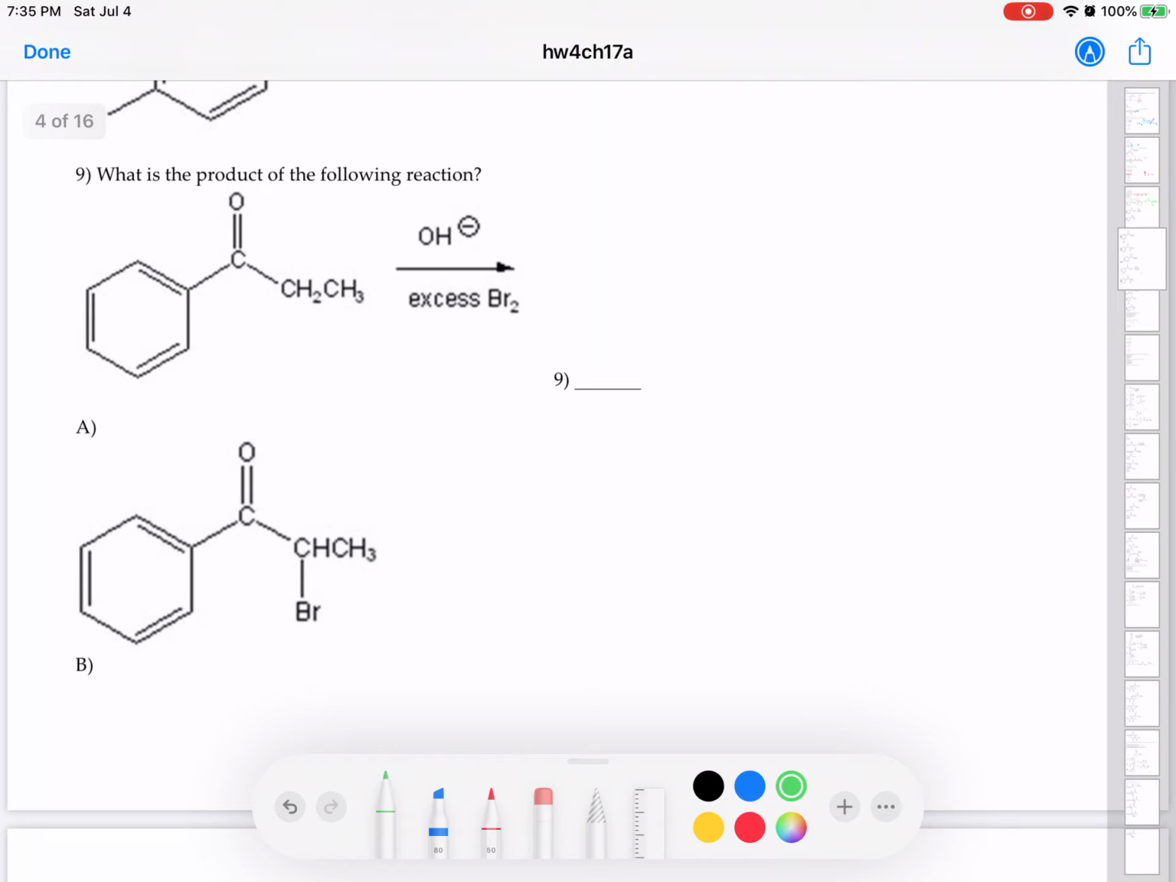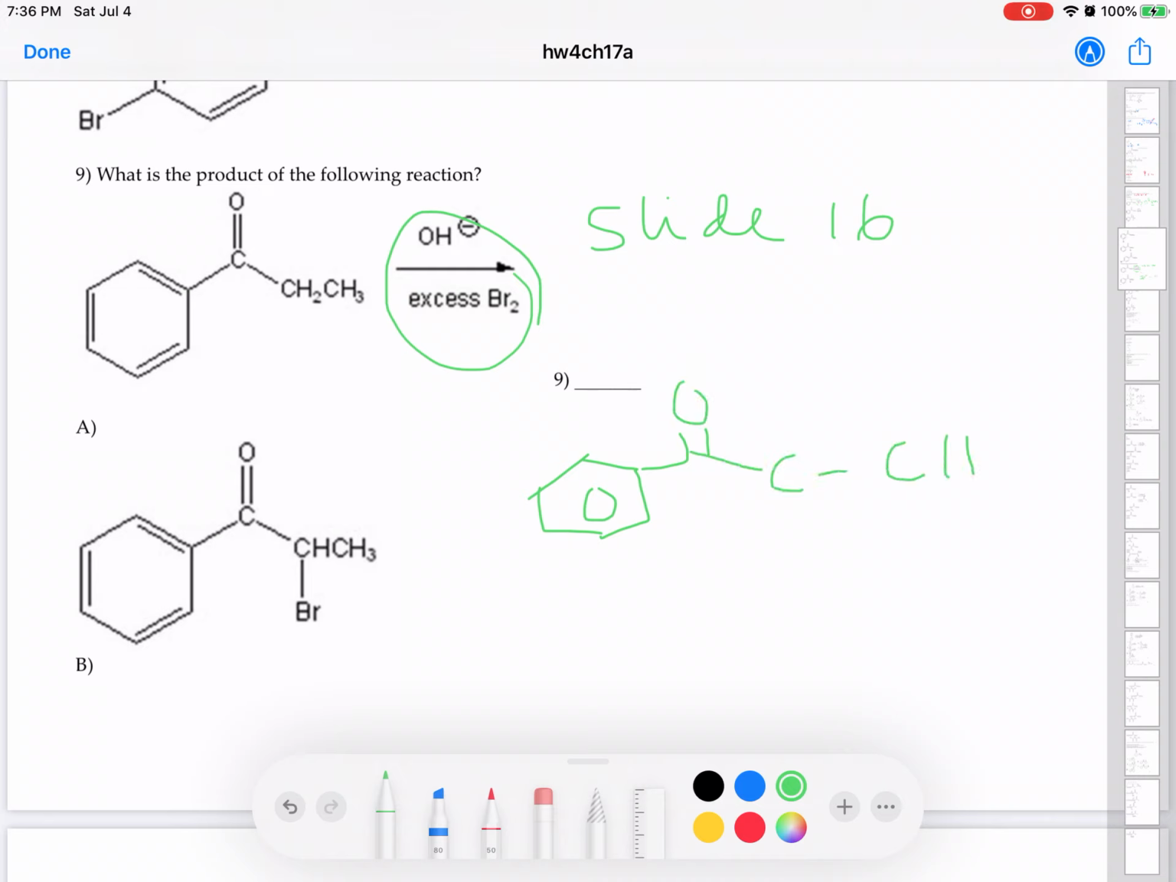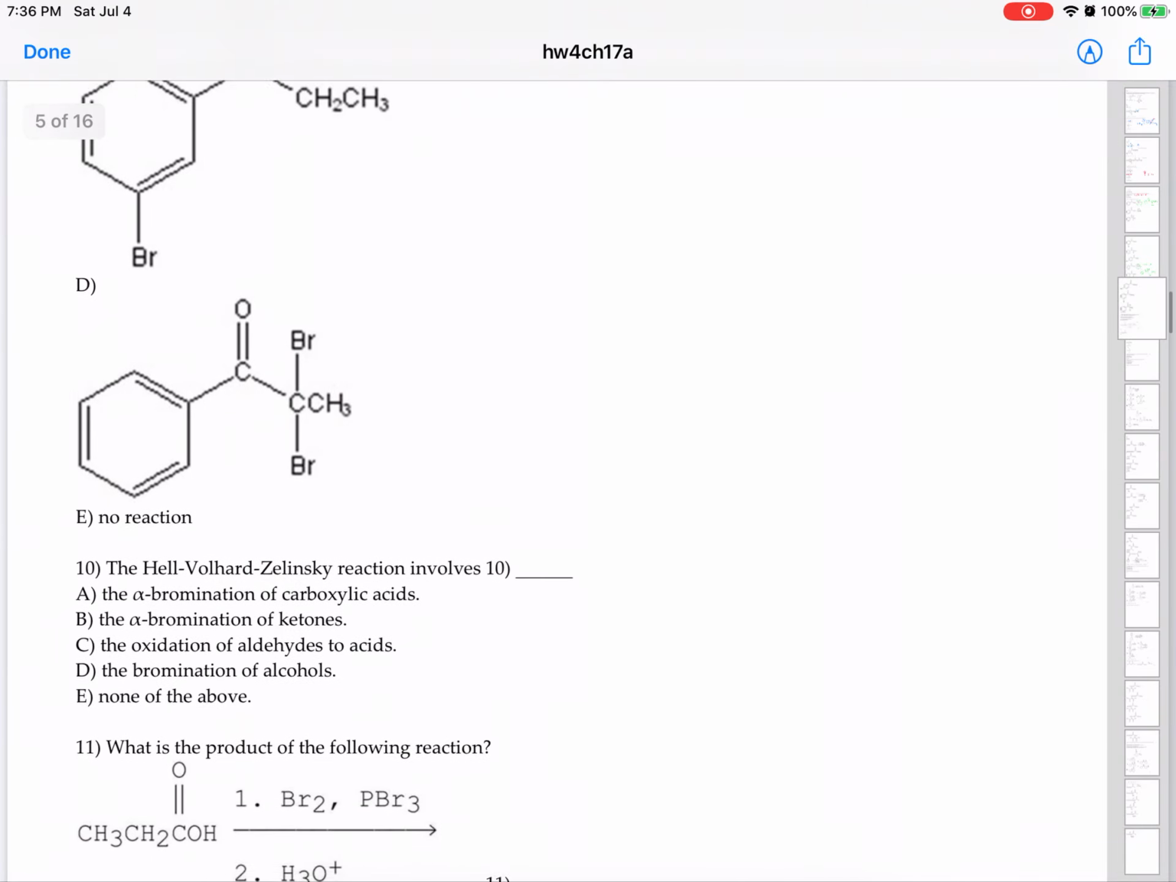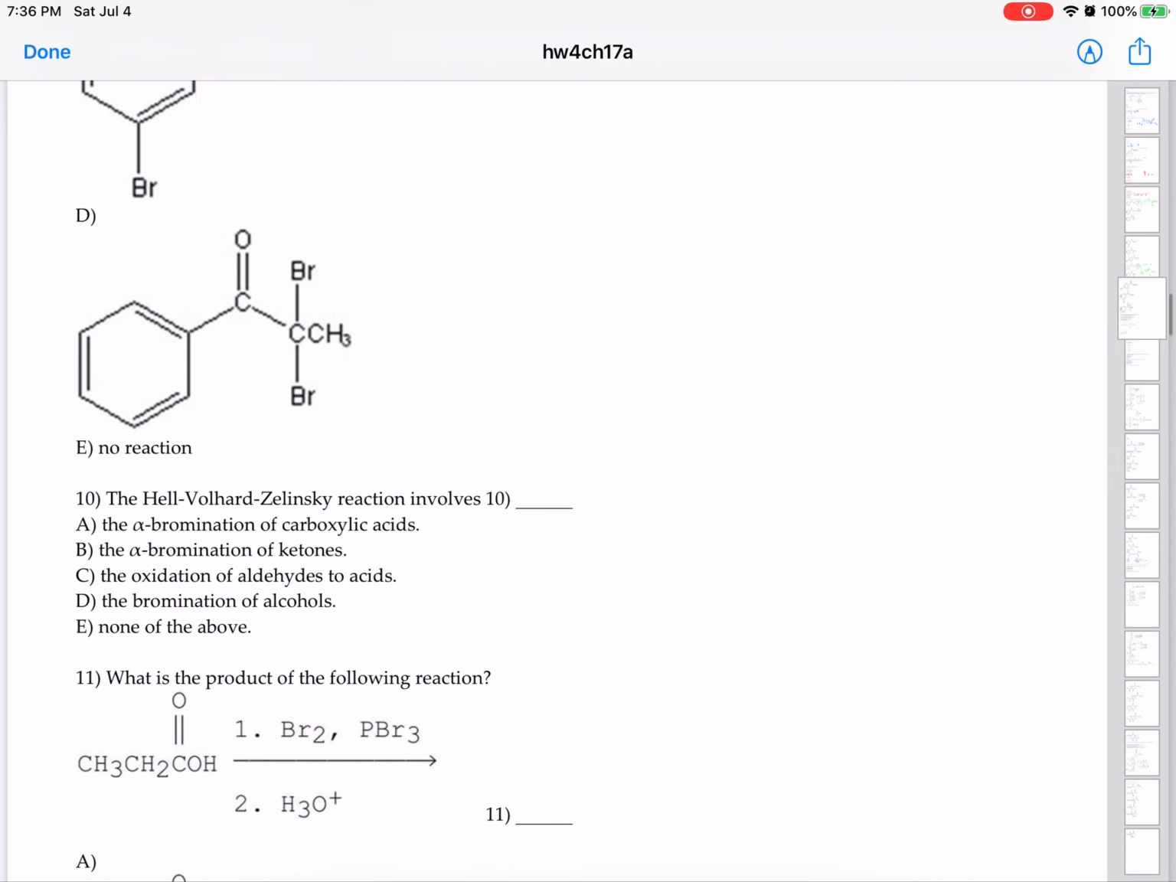Okay, so this is slide 16. Base promoted halogenation. All the alpha hydrogen will be replaced. So in that case, you also have the mechanism on slide 17. COC, CH3, and then you will have this. Okay, that's going to be the answer for this one. Yes, so now you know what's the answer.